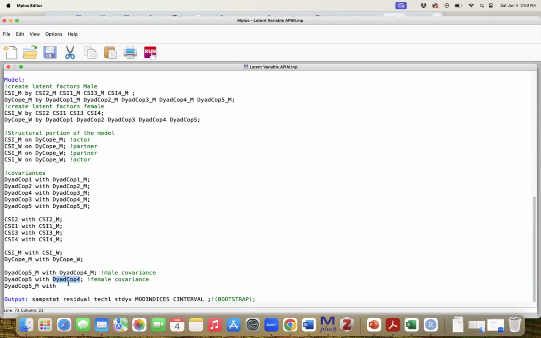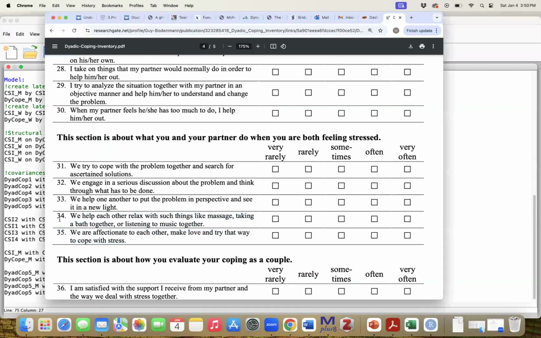So we'll do this, and then we'll do this. So that means what I'm doing here is that this fourth and this fifth item, these guys right here, are going to be correlated with each other within a dyad. So 34 and 35 are going to be correlated within women, and 34 and 35 are going to be correlated within men. And I'm also going to have 35 correlated with 35 across men and women.